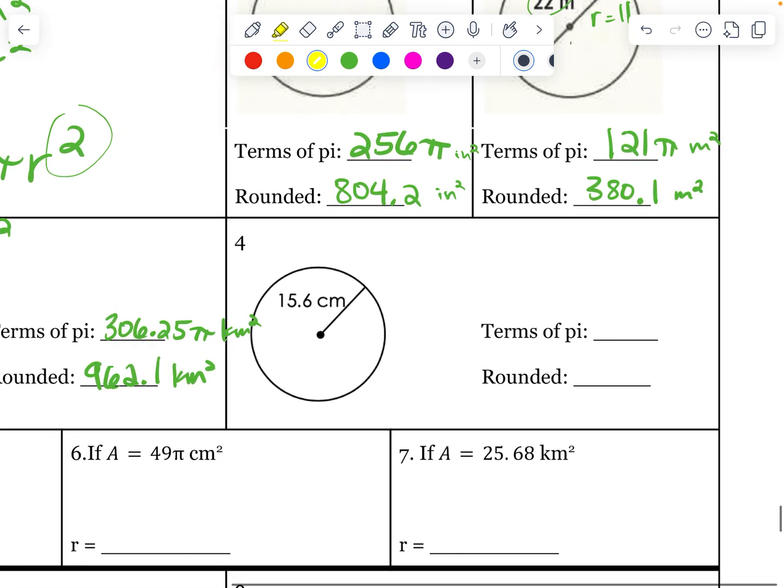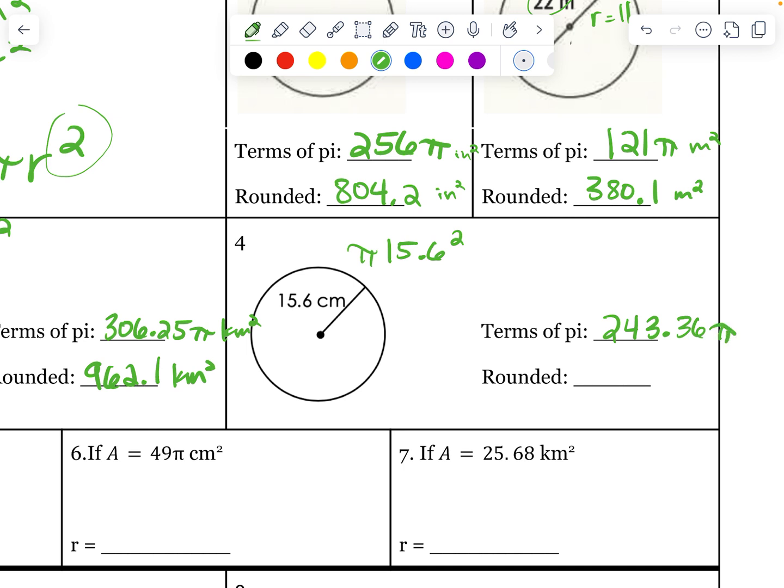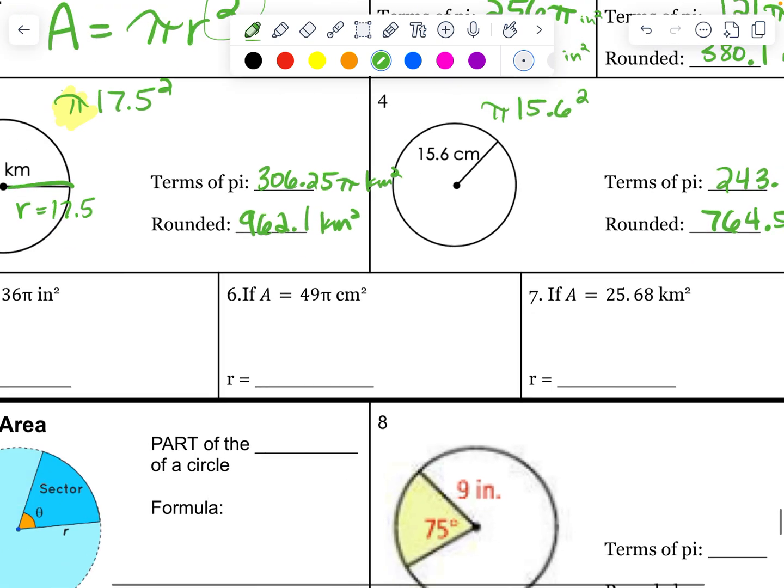All right, last one of these, 15.6 squared times pi is going to be 243.36 pi. So times pi is 764.5 centimeters squared.